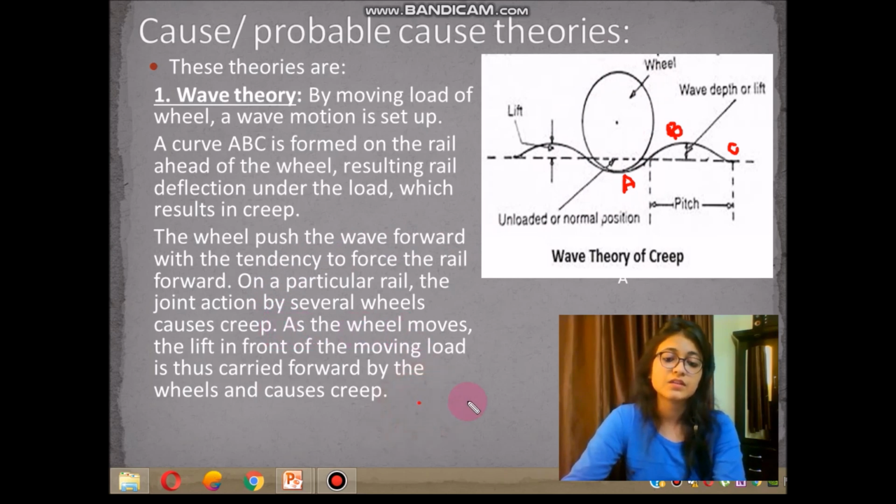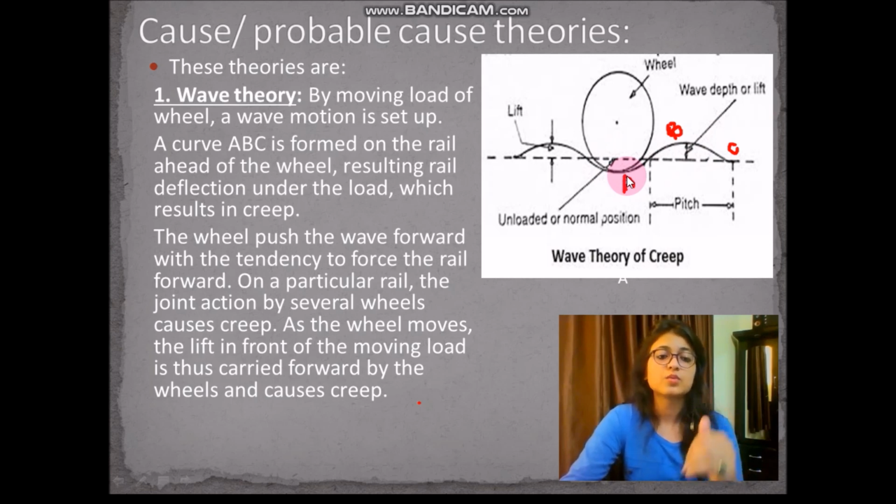As the wheel moves, the lift in front of the moving load is thus carried forward by the wheels and causes creep. तो ये जो वेव मोशन सेटअप हुआ है, क्यों, बिकॉज ऑफ द मूवमेंट ऑफ द व्हील, इसकी वजह से जो ये फॉरवर्ड पार्ट है, ये लिफ्टेड पार्ट है, दैट इज़ टेंड टू मूव फॉरवर्ड, is pushed forward by the movement of the wheel, and thus creep occurs. That is the forward movement, the longitudinal forward movement of the rail occurs. So this is wave theory.